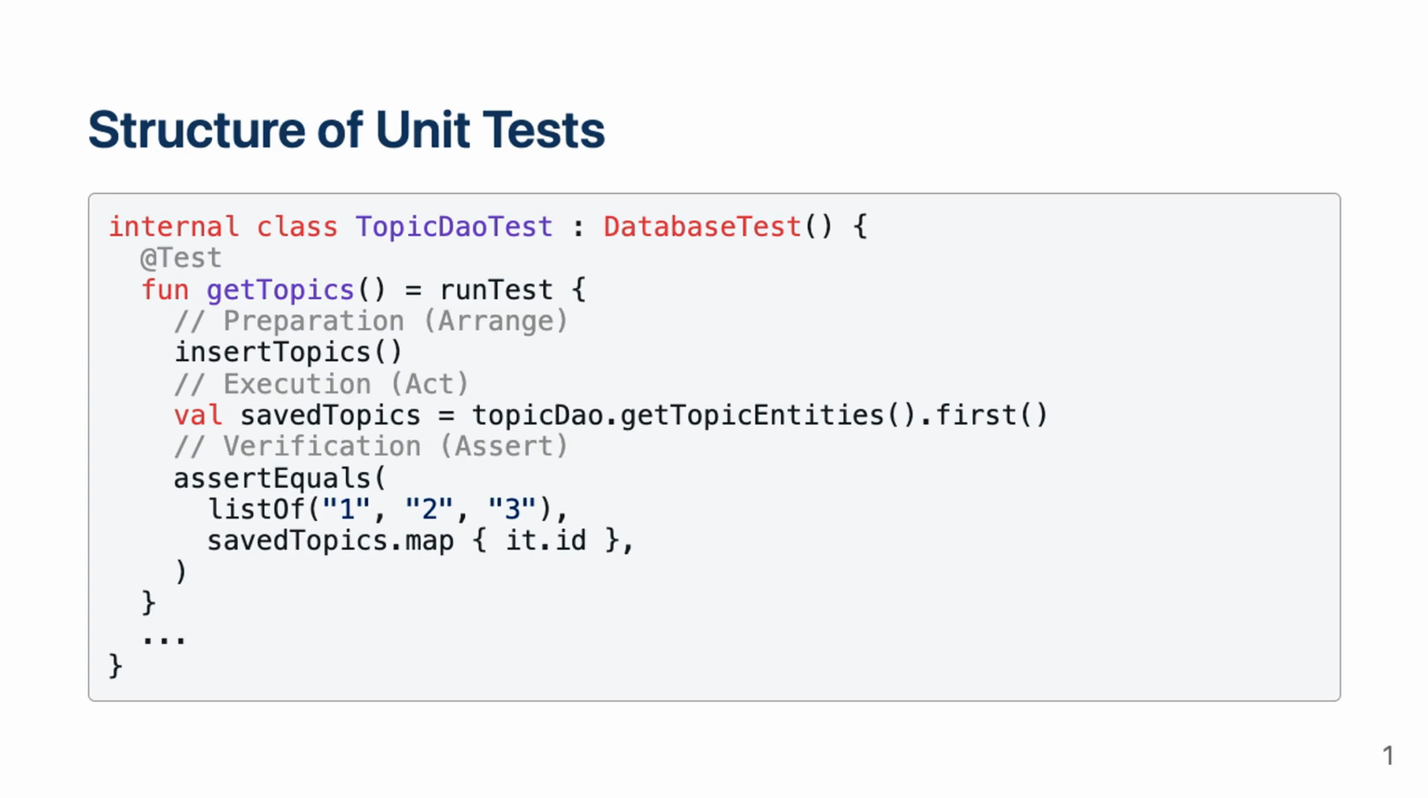First, let's look at the basic structure of a unit test using the topic DAO test in Now in Android as an example. Now in Android uses JUnit as its testing framework. Each test is designated with a test annotation and consists of three phases: setup, execution, and verification.